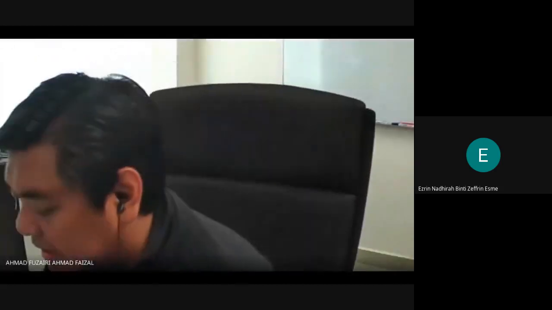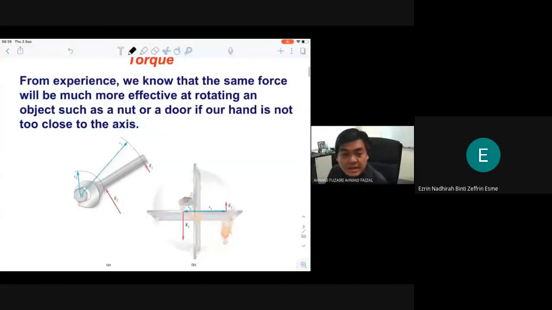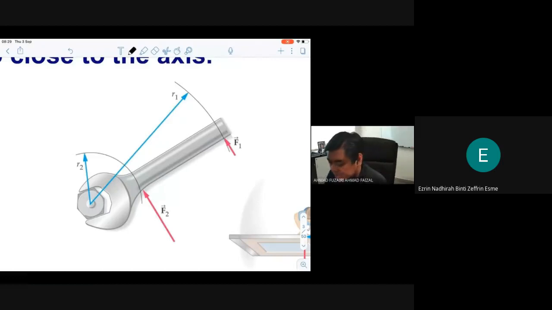So from experience, we know that the same force will be much more effective at rotating an object such as a nut or a door if our hand is not too close to the axis. Okay, basically in this kind of form, so you will see. Let's look at the first thing first, the wrench.